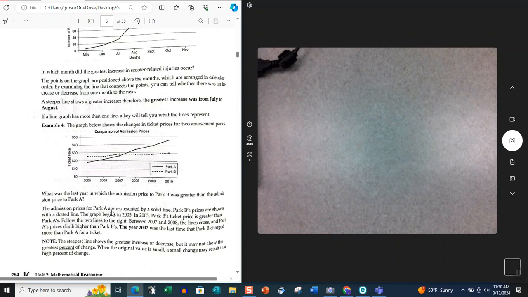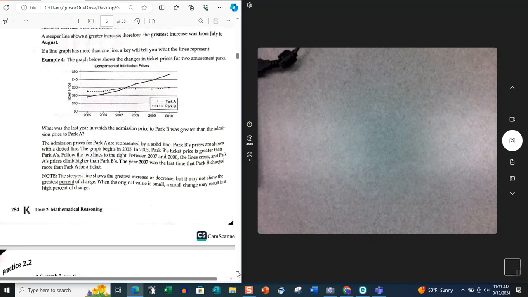So the admission prices for Park A are represented by a solid line. Park B's prices are shown with the dotted line. The graph below begins in 2005. In 2005, Park B's ticket price is greater than Park A's. Follow the two lines to the right. Between 2007 and 2008, the lines cross, and Park A's price climbed higher than Park B's. The year 2007 was the last year that Park B charged more than Park A for a ticket.